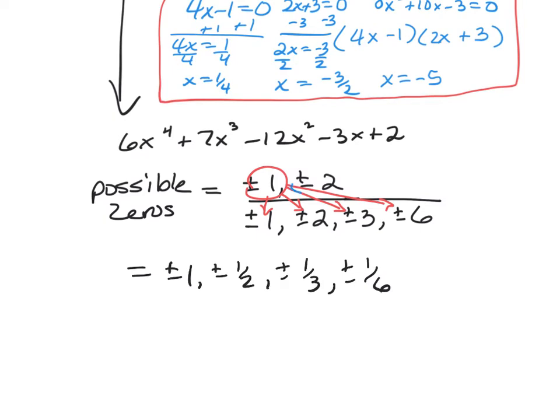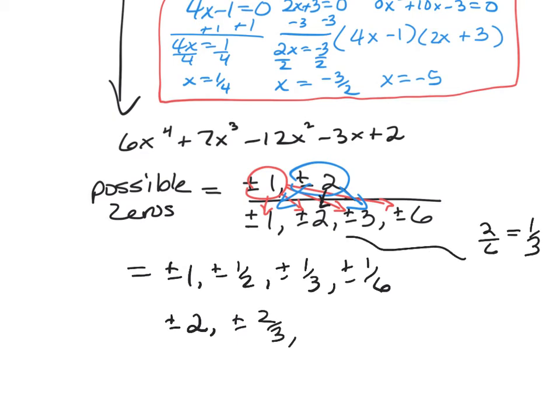I need to do the same thing with the 2. So 2 over 1 will give me plus and minus 2. 2 over 2 gives me 1. I've already listed it. I don't need to list it again. And then the 2 over the 3, that'll give me plus and minus 2/3. And then when I list the 2 over the 6, this is going to give me 1/3. I've already listed it, so I don't need to list it again.